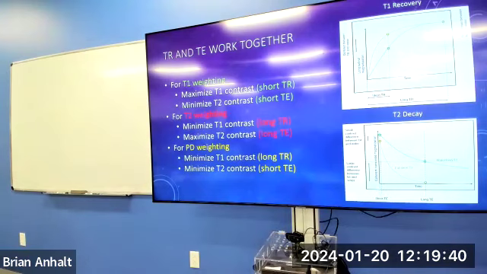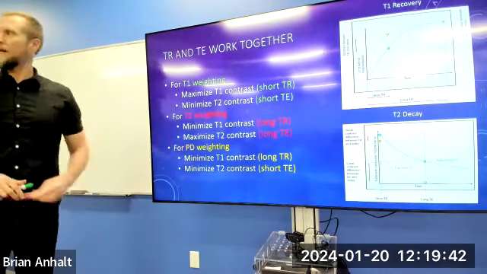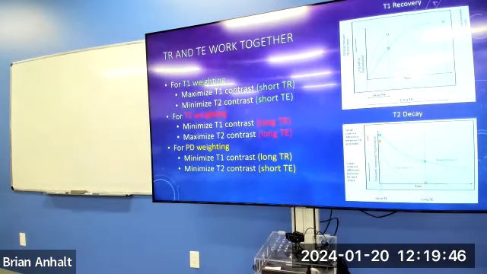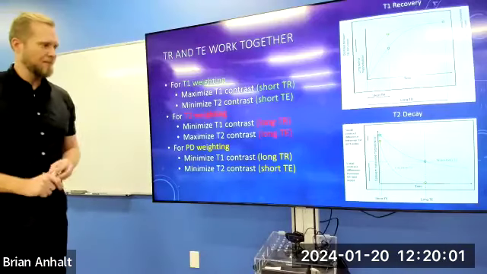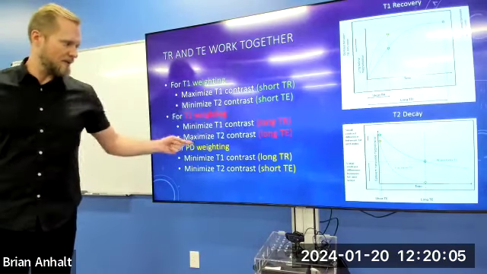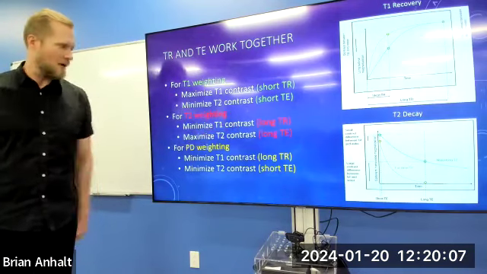on T1 relaxation times. Maximizing T2 information, we have a long TE. We wait after excitation for a long period of time for some tissues to decay and others to hold on to their transverse magnetization. That decay is based on T2 interactions, right? That's why it's T2 contrast. So for T2 weighting, minimize T1 contrast, long TR, maximize T2 contrast, long TE.